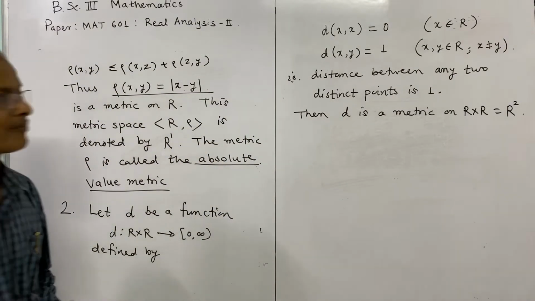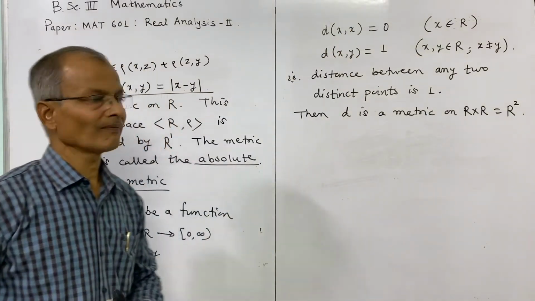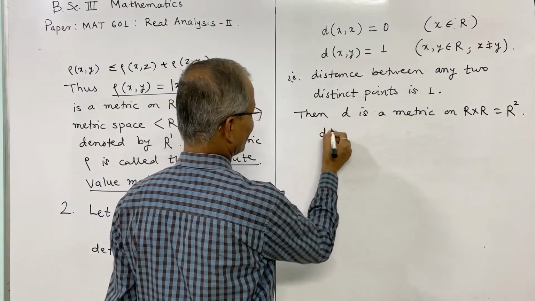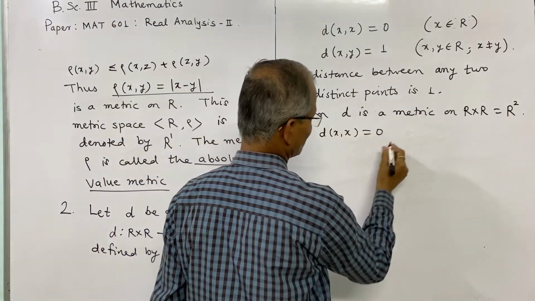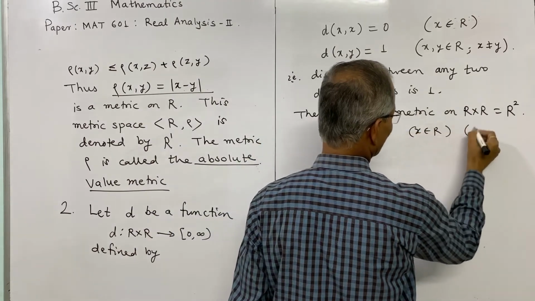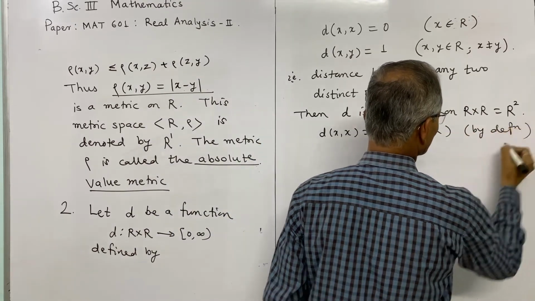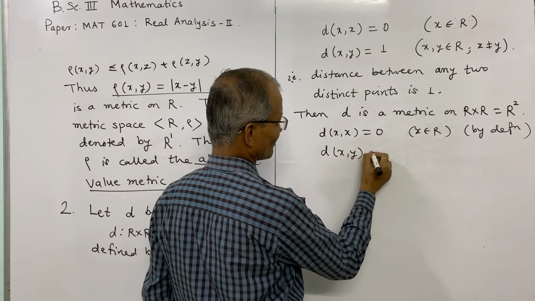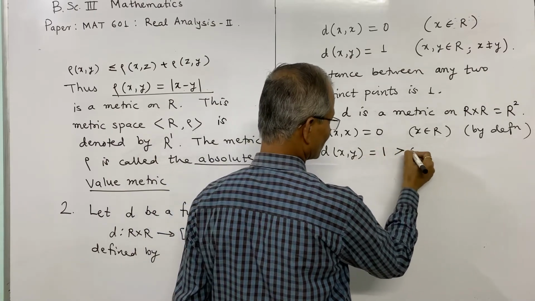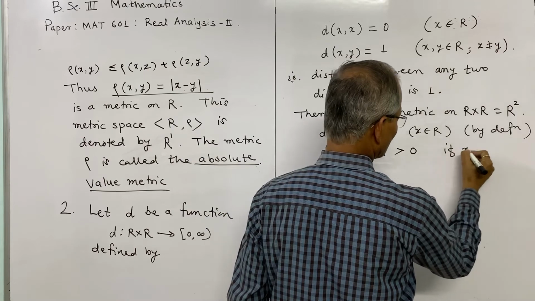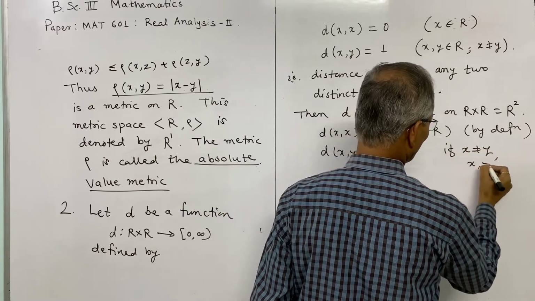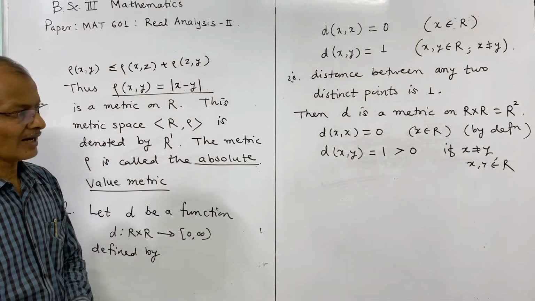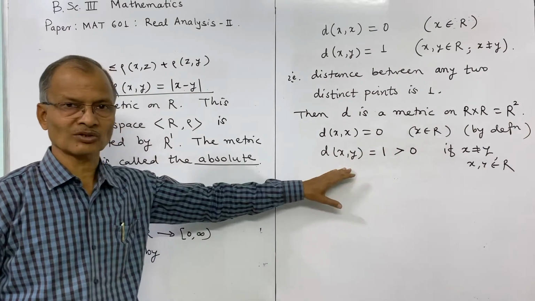There are 4 properties of a metric. The first is by definition: D of x and x is 0, x belongs to R. So this is by definition. Second, D of x and y, if x and y are different, this is equal to 1, that is greater than 0, if x is not equal to y, x, y belong to R. That is obvious. Distance between two distinct points is 1, and that is greater than 0. This is the second property of the definition of a metric.